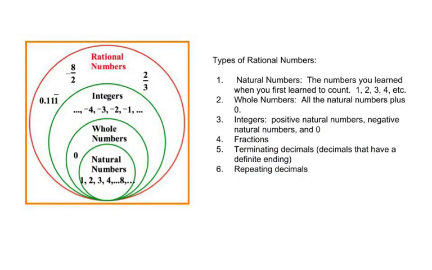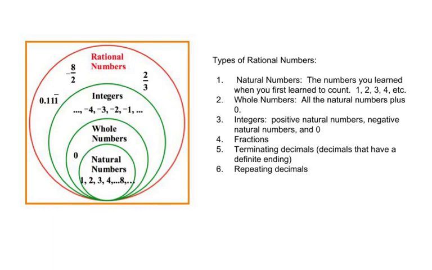There are different types of rational numbers. There are natural numbers, the numbers you learned when you first learned to count, like 1, 2, 3, 4, 5, etc. Whole numbers are all the natural numbers plus 0. 0, 1, 2, 3, 4, 5, etc. Integers put together the positives and the negatives of the natural numbers and their opposites. -5, -4, -3, -2, -1, 0, 1, 2, 3, 4, 5. These are examples of integers.